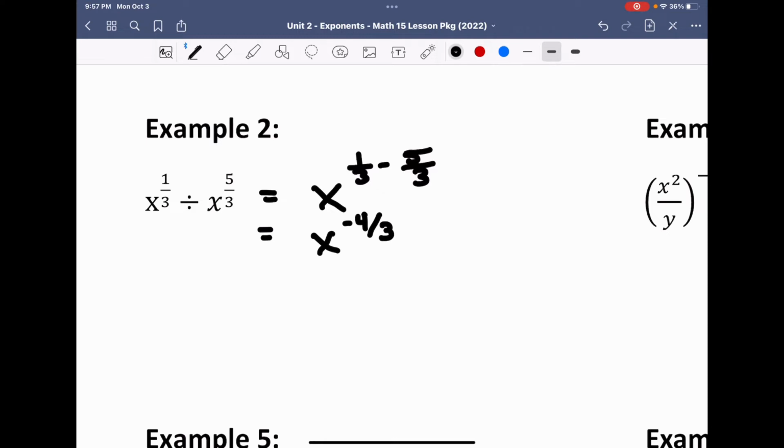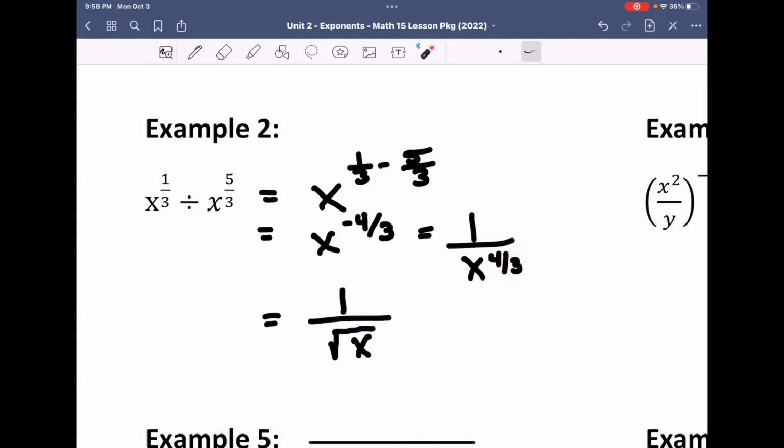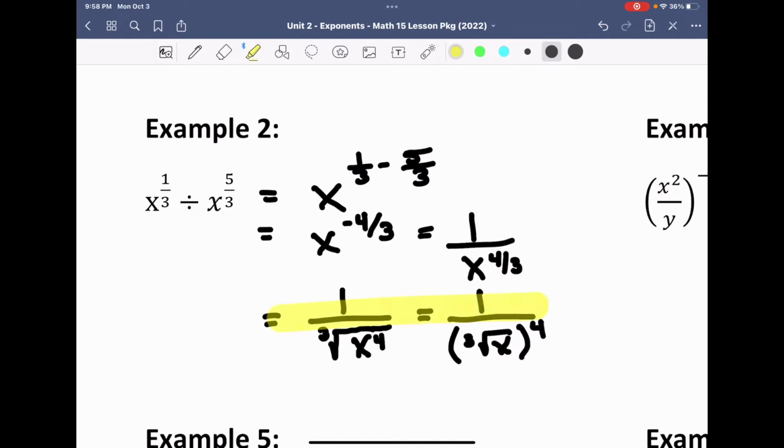Now, in order to convert this to radical, remember, first we want to have positive exponents, so this is actually equal to 1 over x to the positive 4 over 3. We do the reciprocal of the base and make the exponent positive. And now I can say 1 over the radical symbol of x. Now I want to say my index is whatever's in the denominator of the power, which is 3, and my power gets attached to my base value. And this is also equal to 1 over bracket the cube root of x bracket all raised to the power of 4. Those are equal statements here.